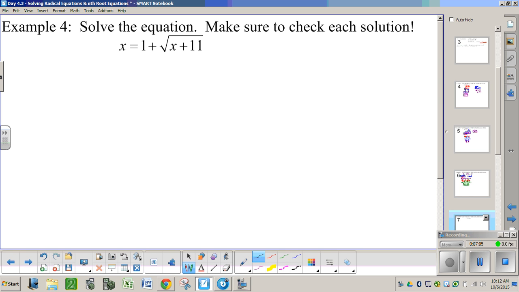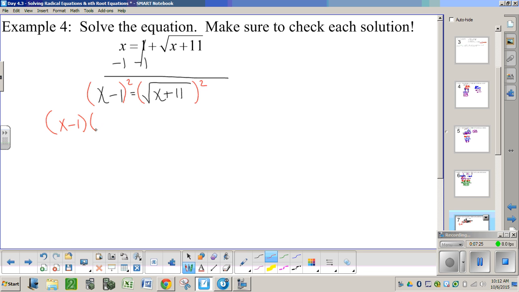I'm going to isolate my radical for this one, so I'm going to subtract 1. So I have x minus 1 is equal to the square root of x plus 11. So my radical is isolated. I can square both sides. Notice on the left-hand side of my equation, I am squaring the entire binomial. So when I multiply this out, I have to multiply x minus 1 times x minus 1. Here's where those of you that like your box method to multiply binomials together, you're going to want to use that. And our right-hand side just ends up being x plus 11.